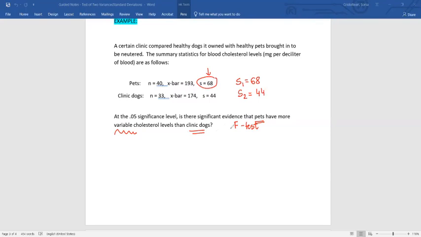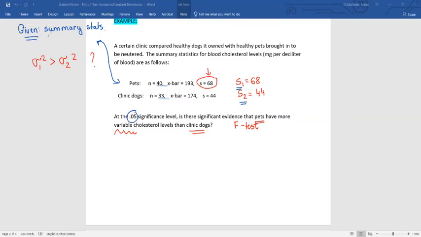So it says right here, is there evidence that the pets have more variability than the clinic dogs, which means sigma 1 squared is greater than sigma 2 squared. These are the corresponding parameters for S1 and S2. So let's write down the given information on a side. What we have given is the summary statistics for these two categories, and I'm using 1 for pets and 2 for clinic dogs. I will not copy it down there, but this is what we know.